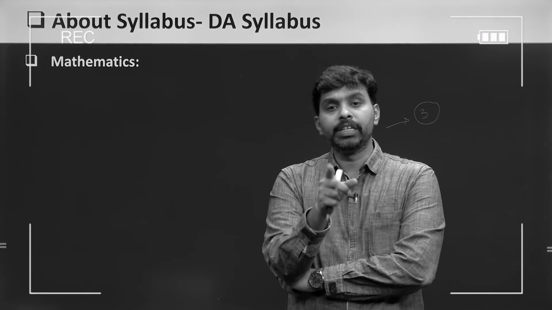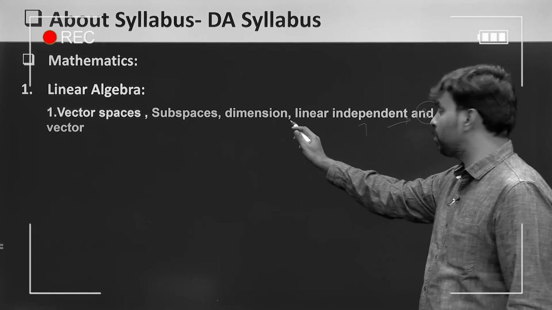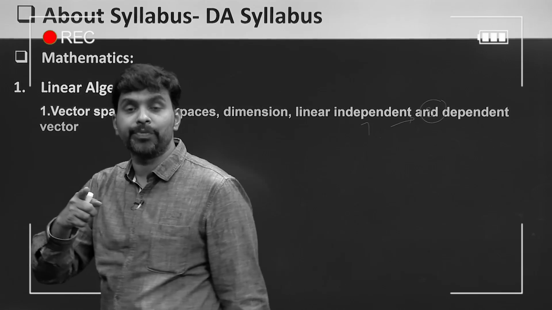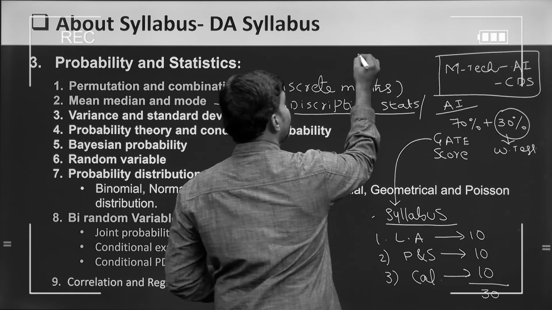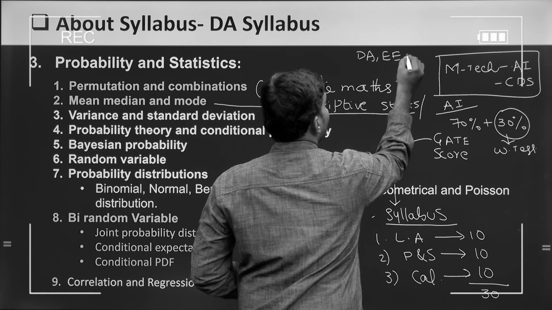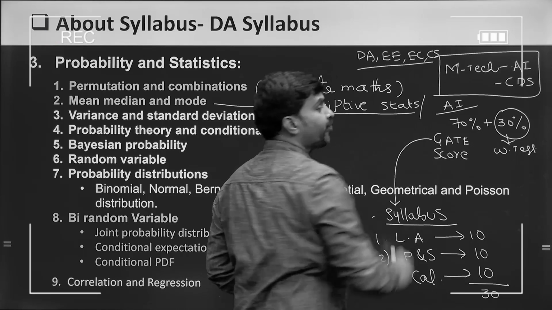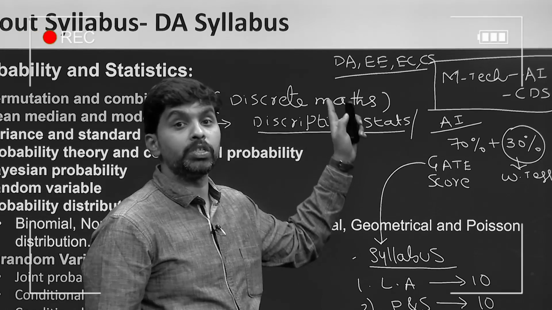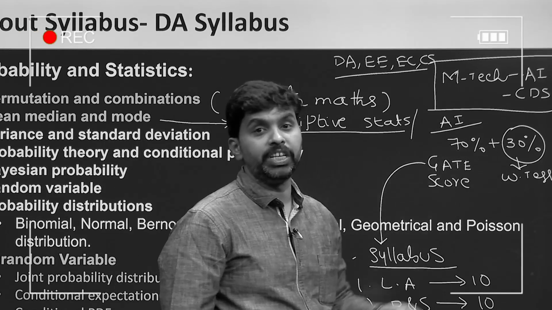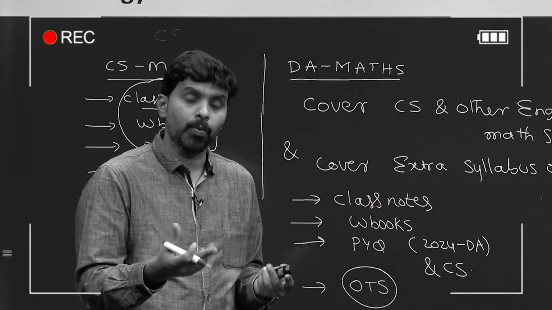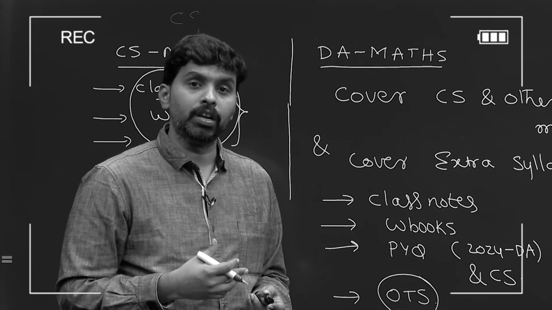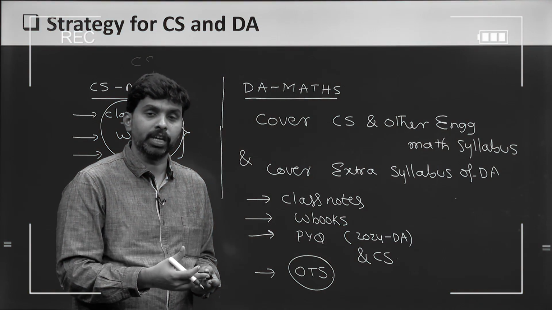What is the difference between DA mathematics and other engineering mathematics? How much weightage will be there from the mathematics side? The vector spaces, subspaces, dimension, linear independence and linear dependent vectors. This part is very, very crucial, my dear students. Who are eligible here? It is DA, electrical, electronics and CS. So all these 4 branch people are eligible and their GATE score is also considered for this MTech AI and CDS. The main important thing is you need to do the OTS. So if you do the OTS, you will come to know what kind of questions you can expect and what level of knowledge you need to have for the examination.